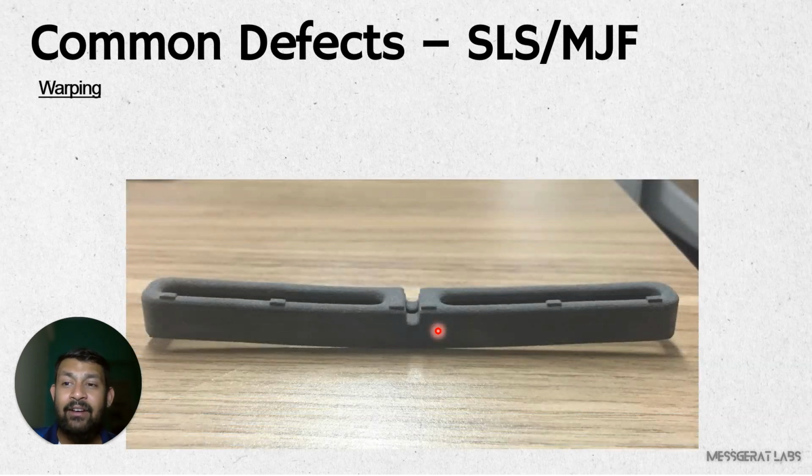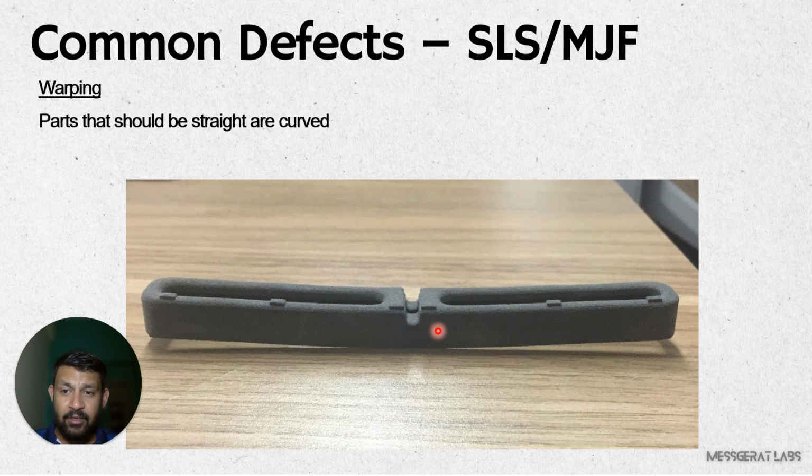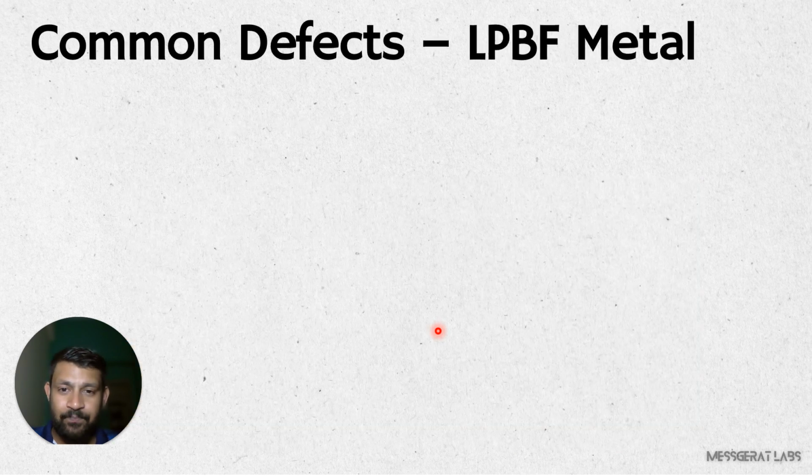Then we have warping in SLS and MJF as well, and you can see here also the corners are lifted up. So when the corners lift up, that means they have not been attached properly to the previous layer, or the temperature is too high, and because of the straight portion that should be there in the part, we are experiencing a curved portion. So what we will see is that the part dimensions have deviated from what you have given in the model. So again, your part will be rejected.